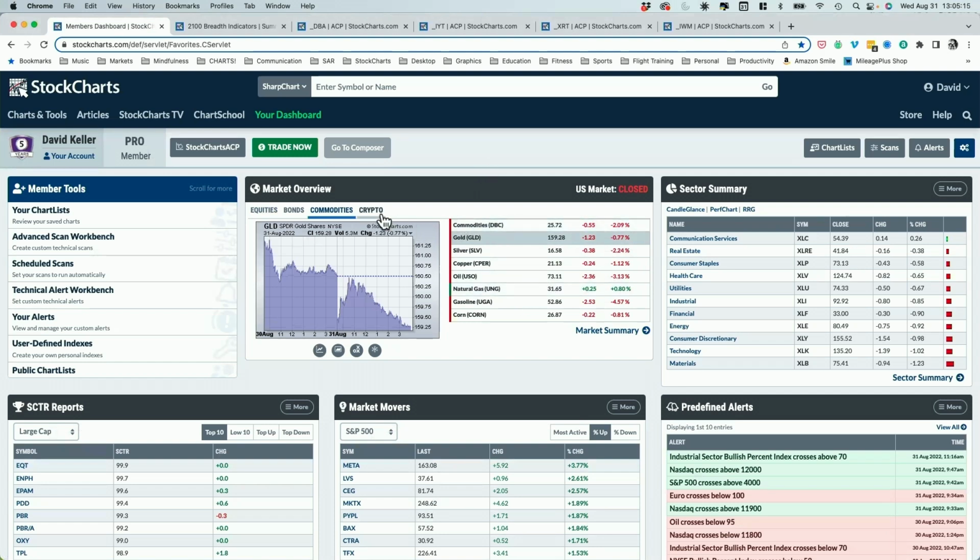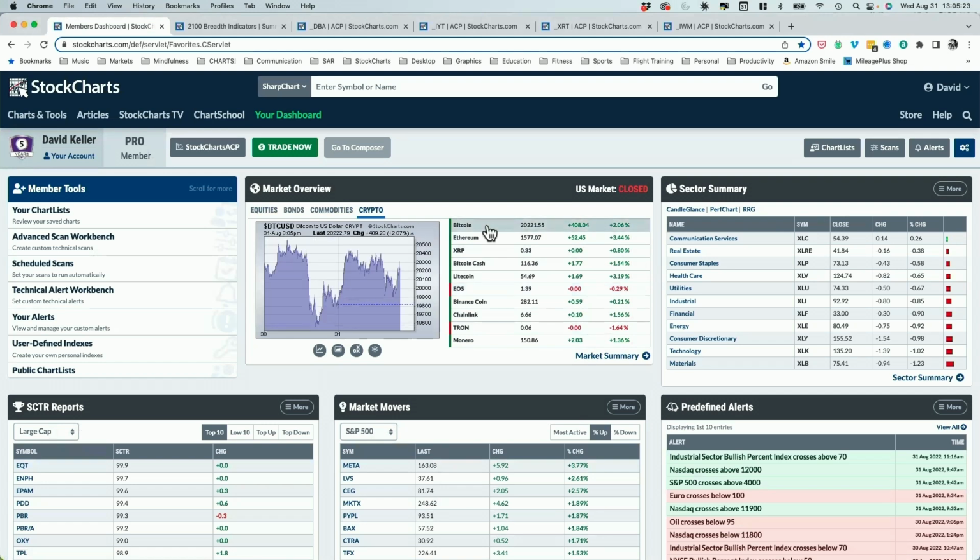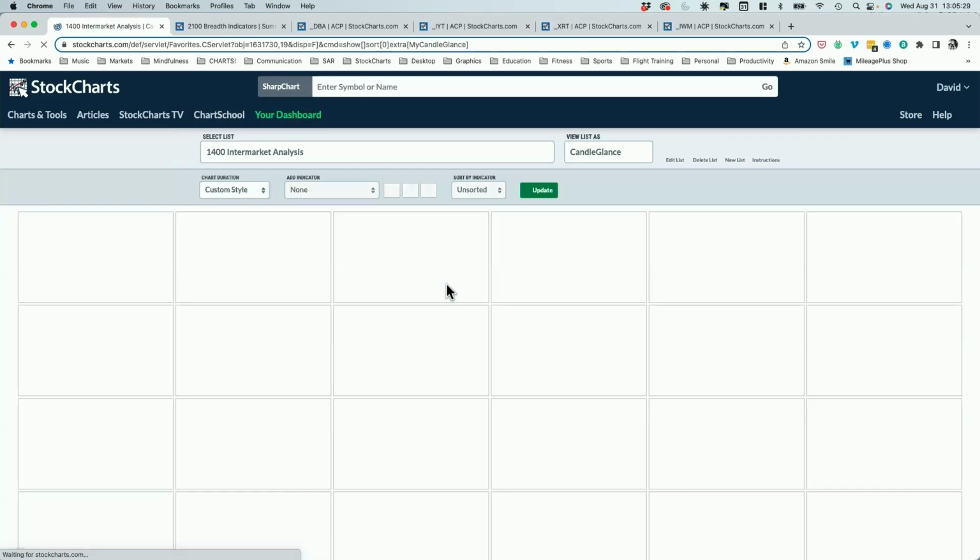Commodities as a whole were down today, with the DBC, which is a broad commodity ETF, down about 2%. Looking at cryptocurrencies, mostly in the green, with Bitcoin up about 2%, back above 20,000. We've chopped around that 20,000 level for a little while. I want to actually start with that chart.